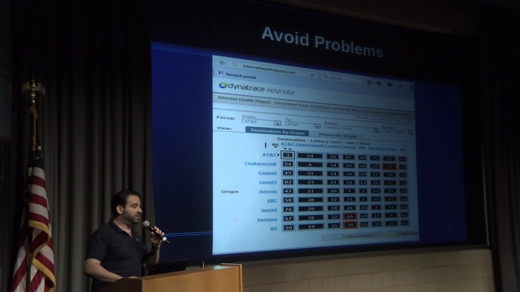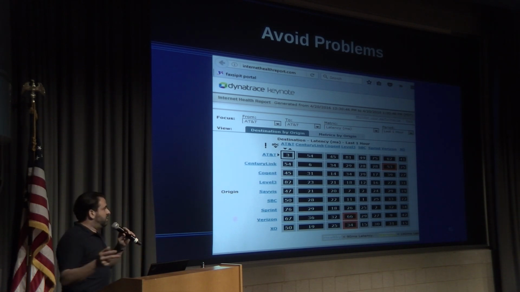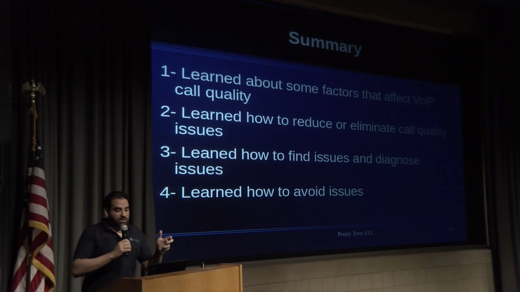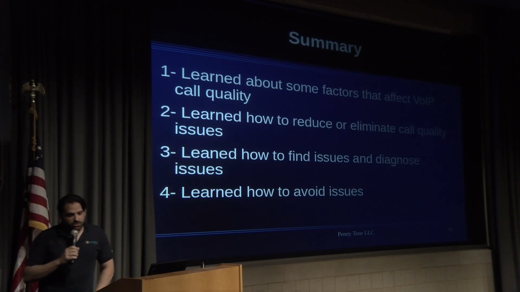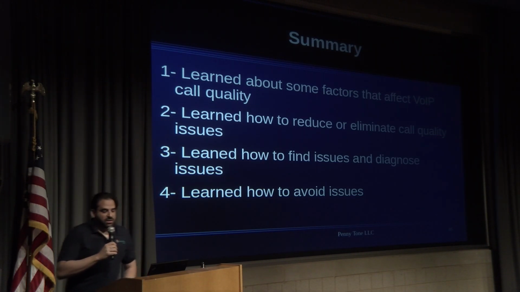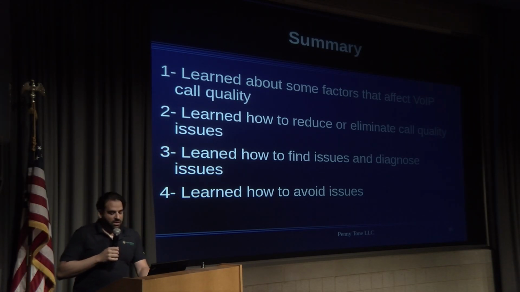Use those three things: check for lost packets, do your packet captures, and also check the internet if all else fails. See what's going on. So to summarize, we've learned about some factors that'll affect VoIP call quality. We've learned how to reduce or eliminate call quality issues using queues, and we've learned how to find and diagnose issues with Wireshark, and we've learned how to avoid a bad situation altogether. So that concludes the presentation for today. Are there any questions? Thank you.